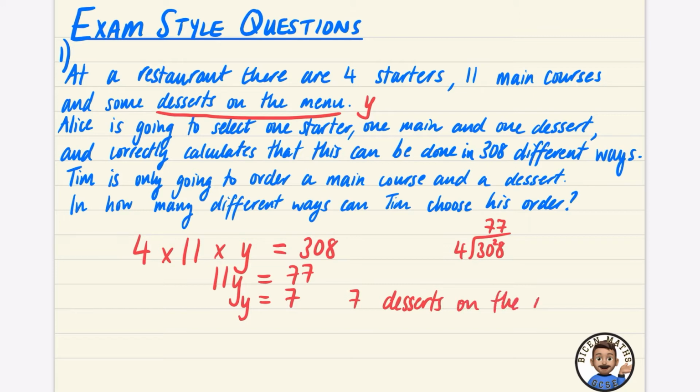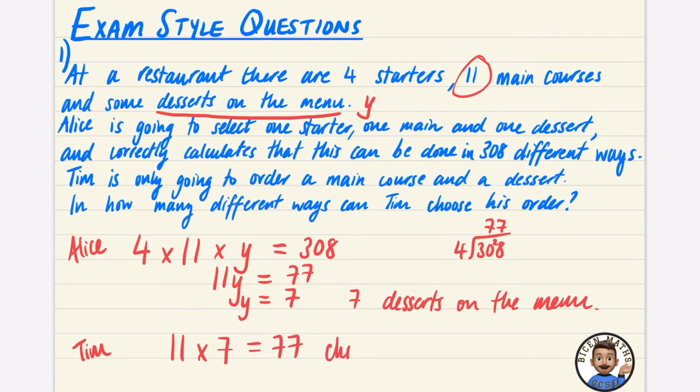It didn't ask for us to find the number of desserts, but it was pretty much the only thing we could do in this question. So that was for Alice. And then for Tim, he's going to do a main course, which is 11, and he's going to do a dessert, which is 7. So the number of choices that he's got is going to be 77 different choices.